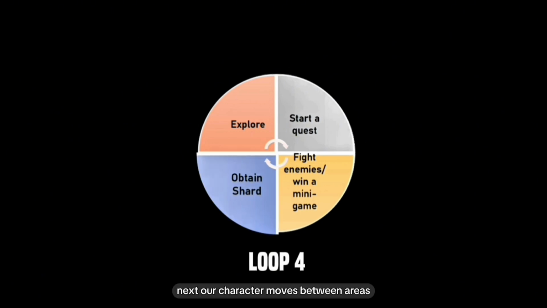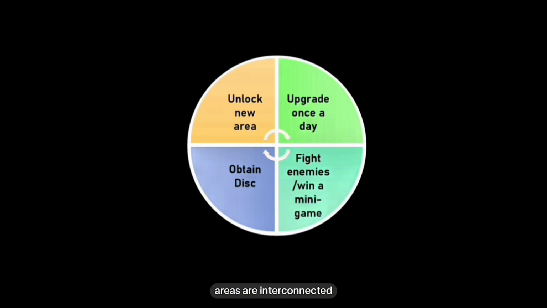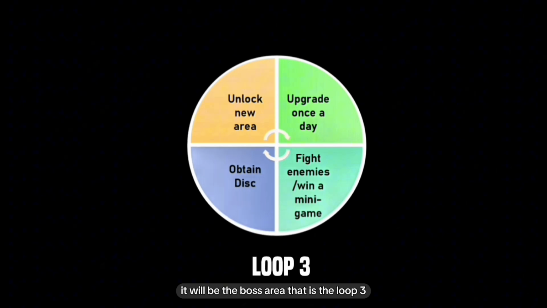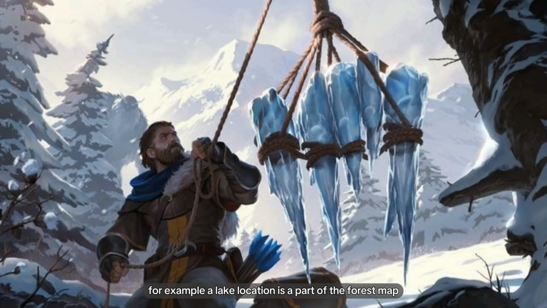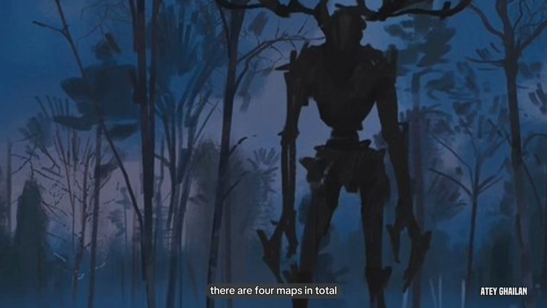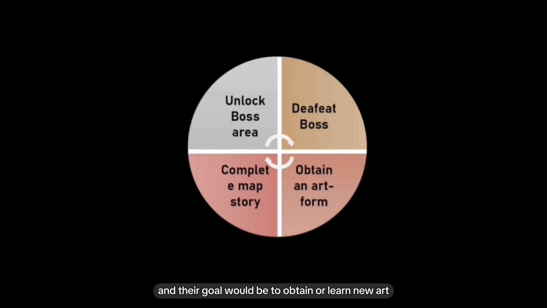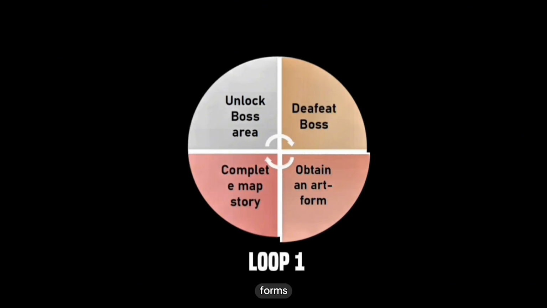Next, our character moves between areas. Areas are interconnected zones that get gradually unlocked. Here we have a goal to obtain the disc to find a source of pollution. It will be the boss area. That is the loop 3. Location is a part of the map. For example, a lake location is a part of the forest map. There are 4 maps in total, that is the loop 1, and their goal would be to obtain or learn new art forms.